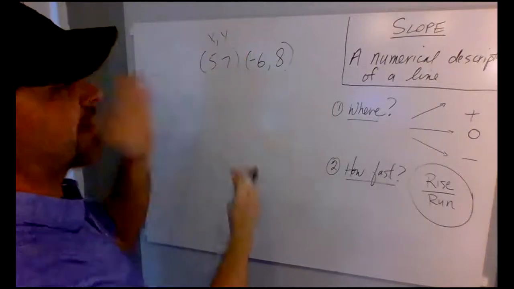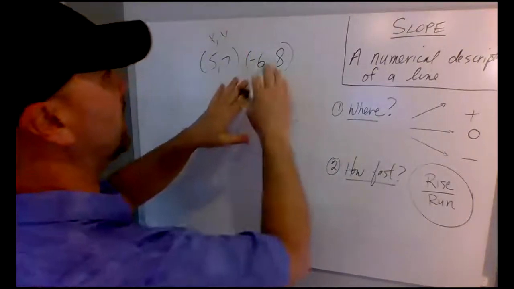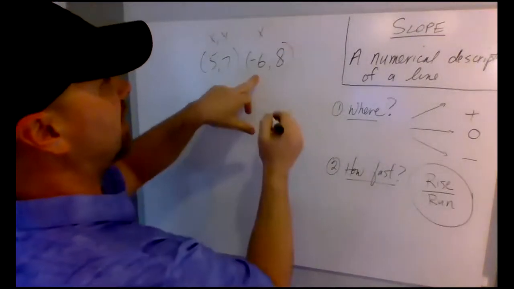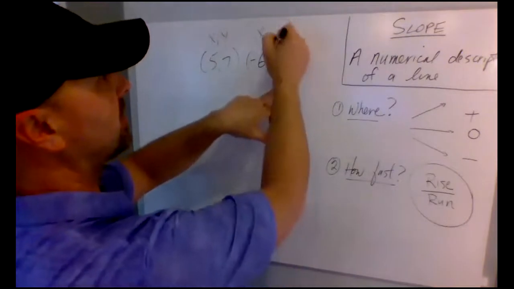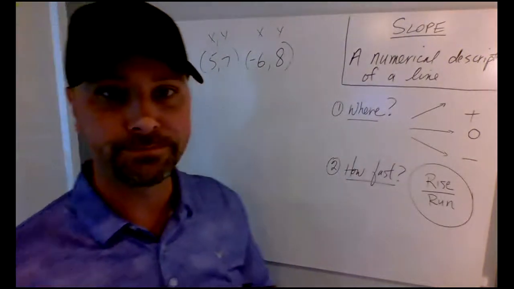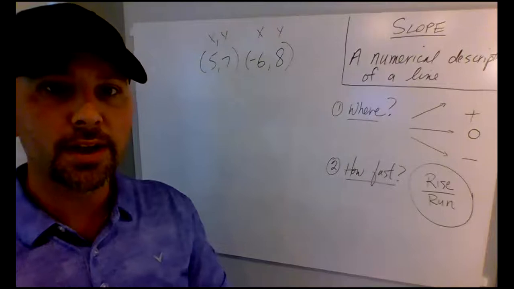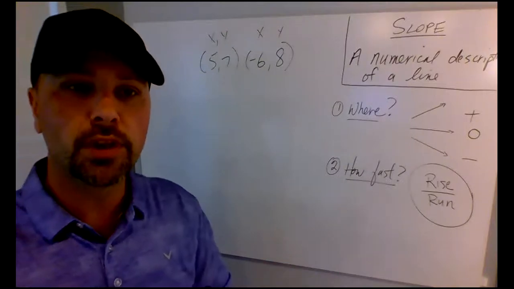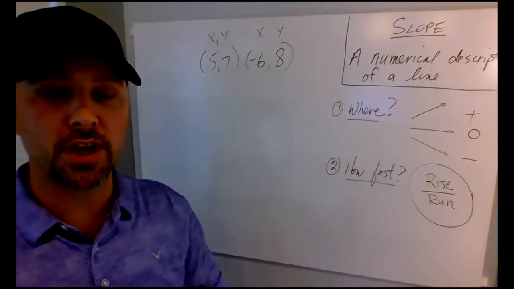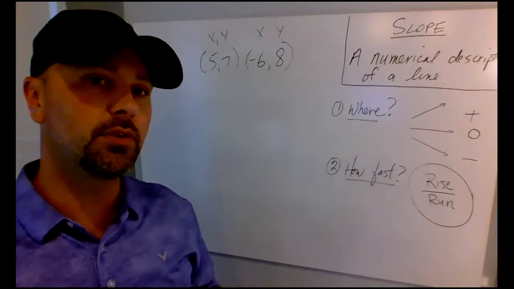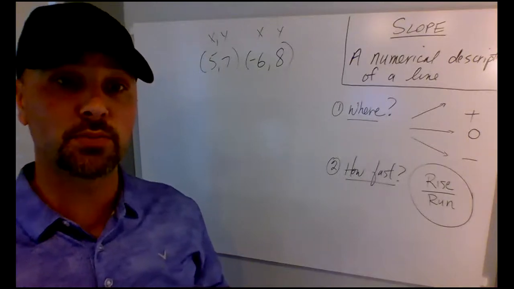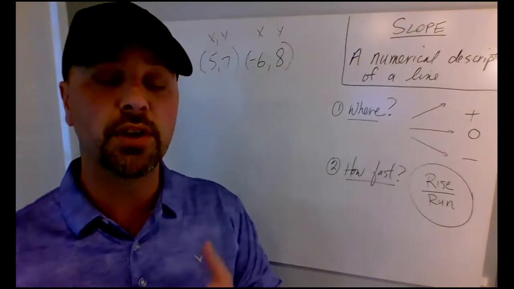So in this coordinate, 5 is x and 7 is y. In this coordinate, -6 is x and 8 is y. All right. We learned that in the video from yesterday. So all we really need to do to find slope from 2 points is use our formula sheet and follow that model.